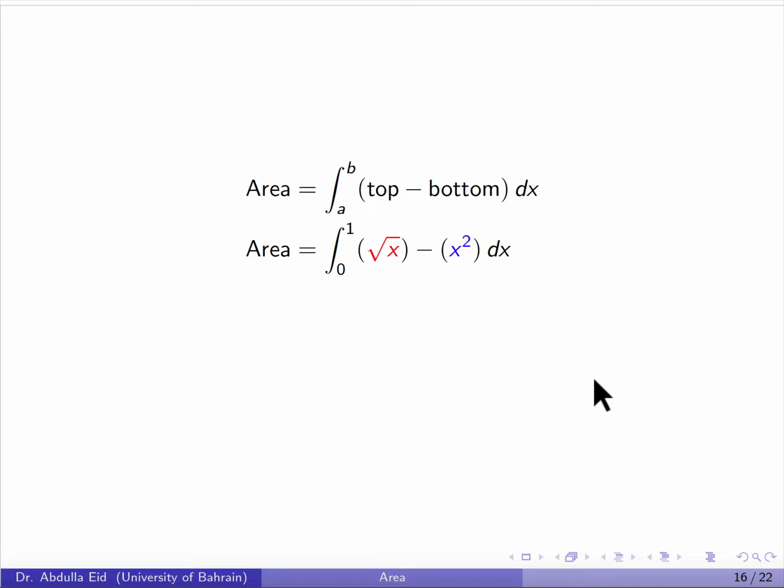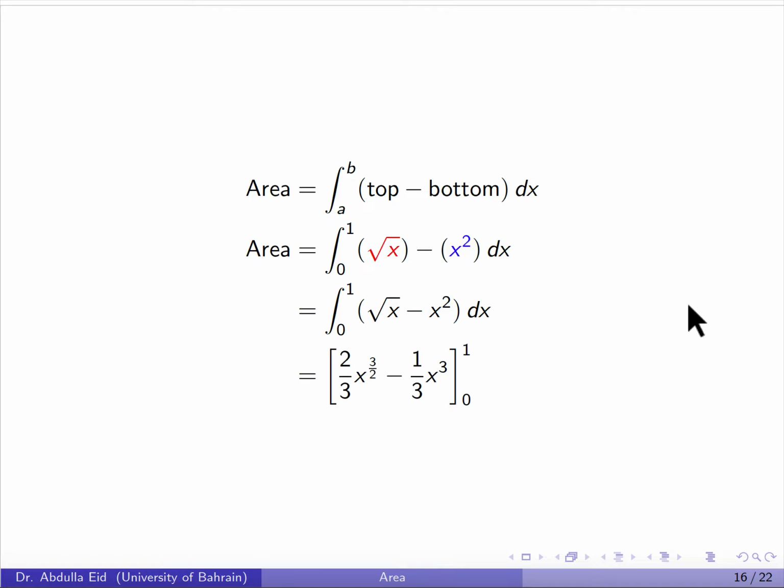So the integral will be from 0 to 1, top minus bottom. What is the integral of x minus square root of x? We need to write it as x power half. And then we add 1, divide by the number. The final answer will be just 1 over 3. I went quickly here because I'm sure you remember how we do the integration of the square root of x.